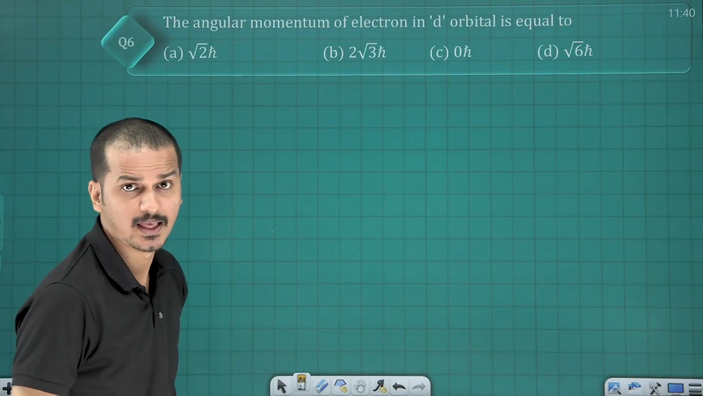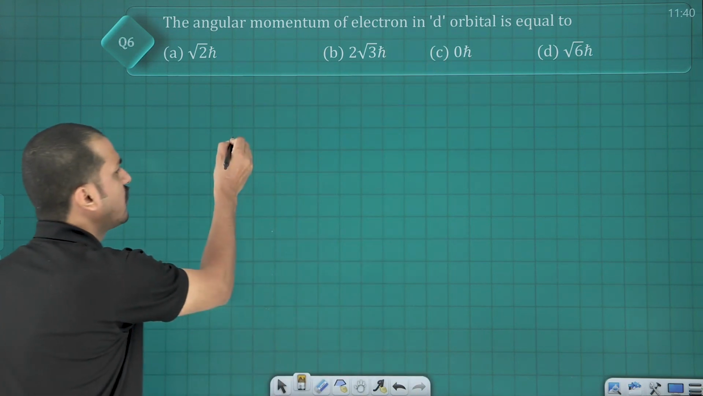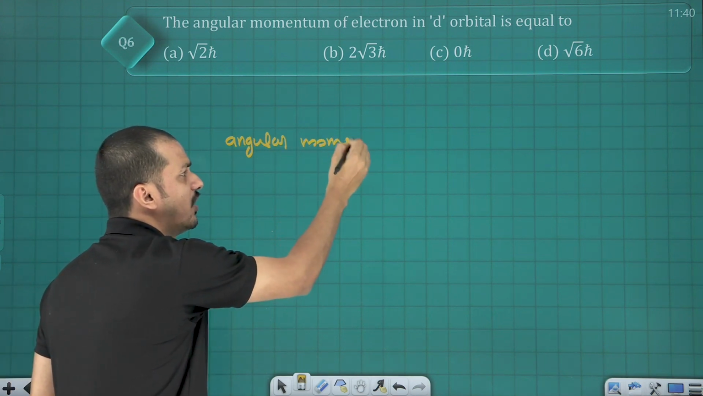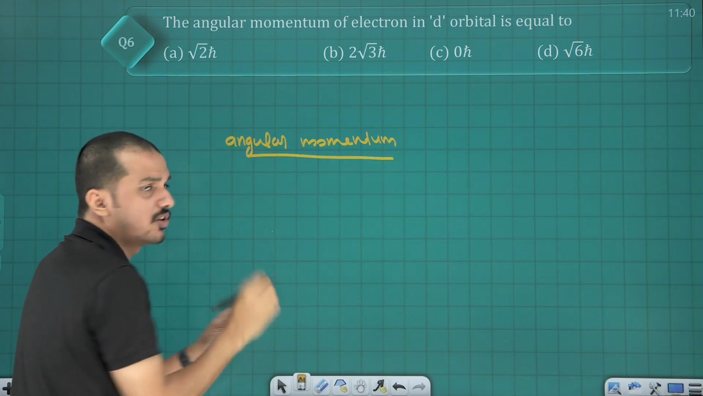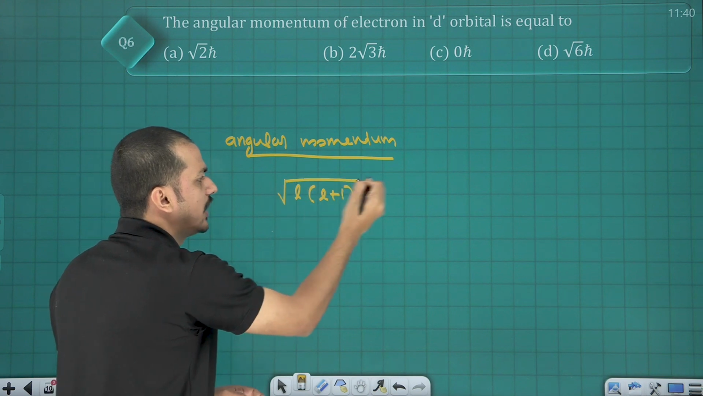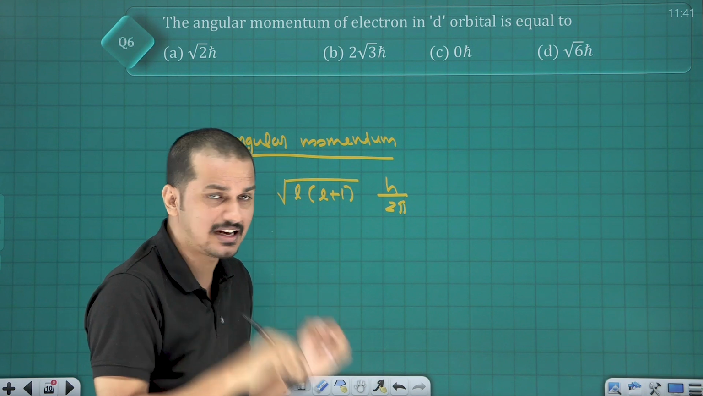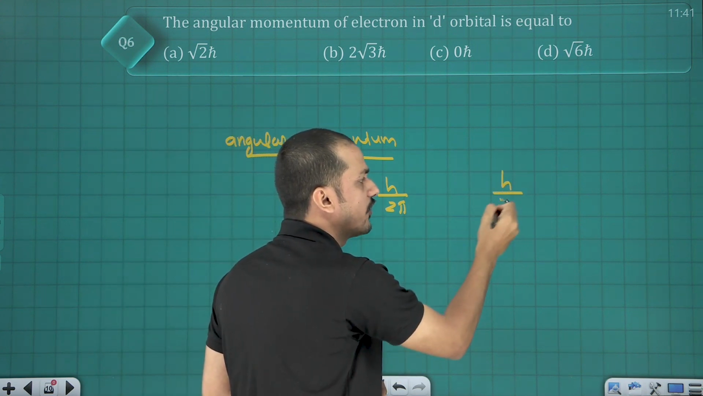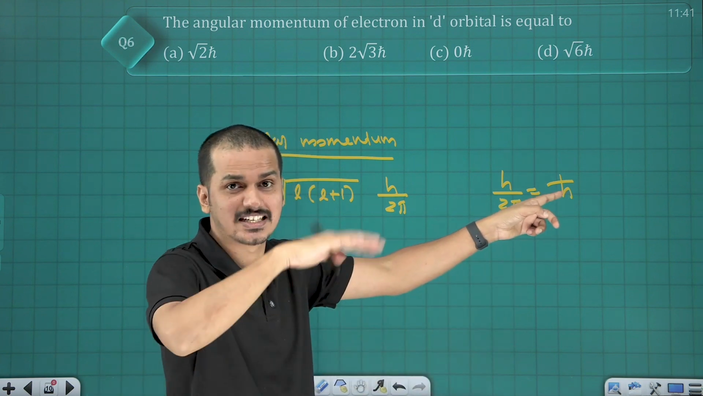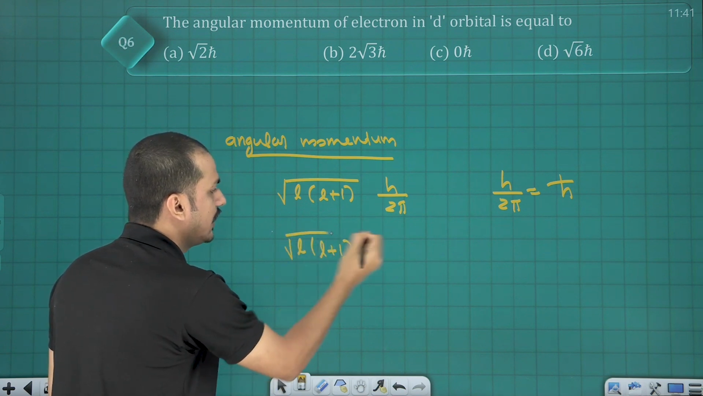Question number 6. The angular momentum of an electron in d orbital is equal to. What's the formula for angular momentum of an electron in any orbital? We can find it using the formula root of L into L plus 1 into h by 2 pi. In the recap video, I clearly told that instead of h by 2 pi, I can use h cut. So this is equal to root of L into L plus 1 into h cut.